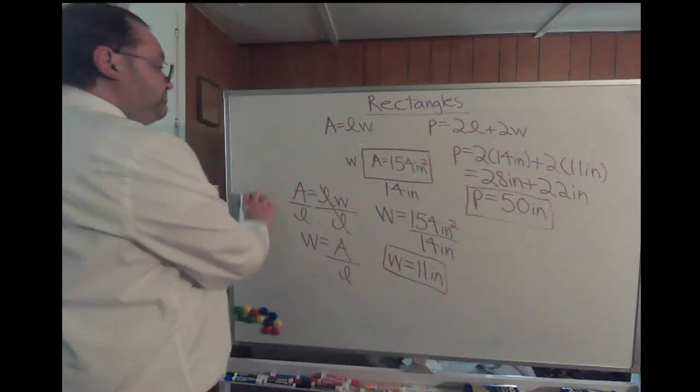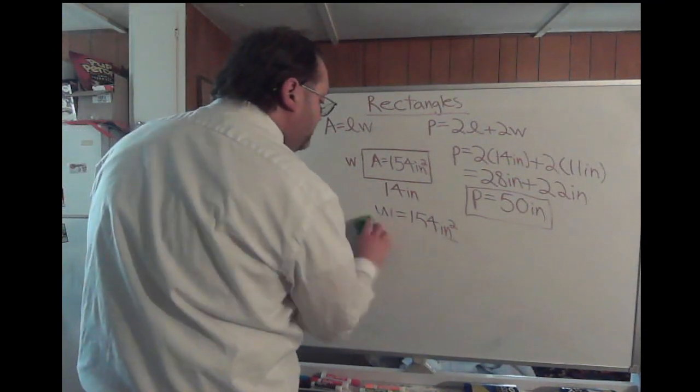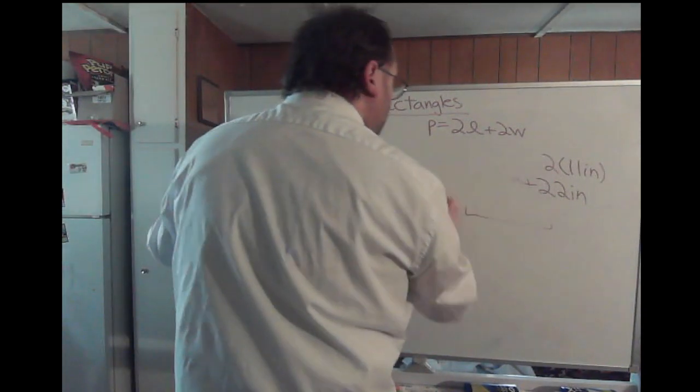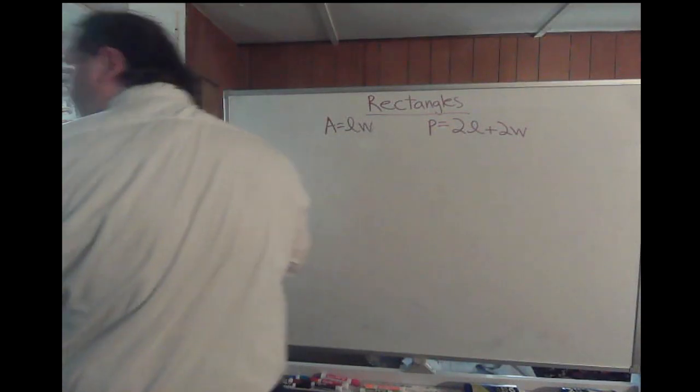Alright. I got a few more problems here. I got one more where you know the area and got to find the perimeter. Then we're going to go in reverse. We will go in reverse here for a couple after that.